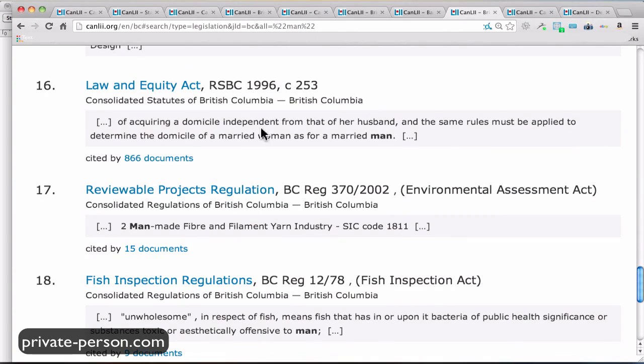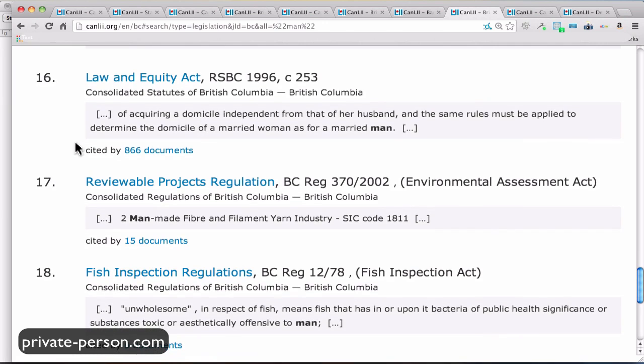There we go. It's Law and Equity Act. Married woman as for a married man. So woman and man rarely show up, but it's in the Law and Equity Act with regards to, I'm guessing, common law or possibly civil law marriages.